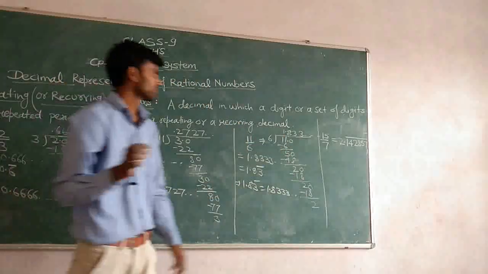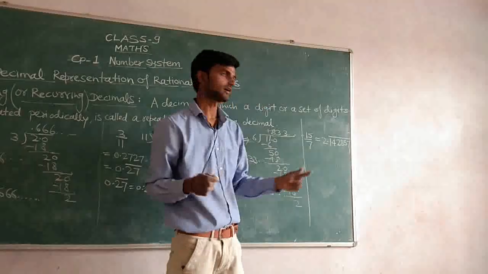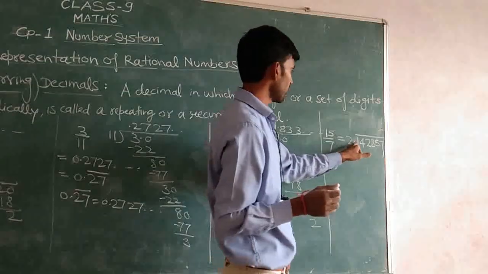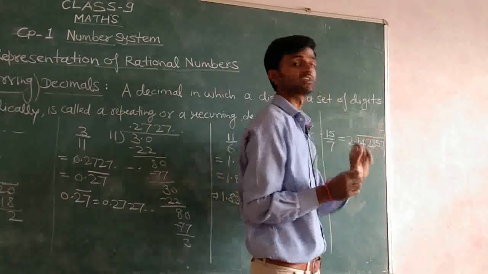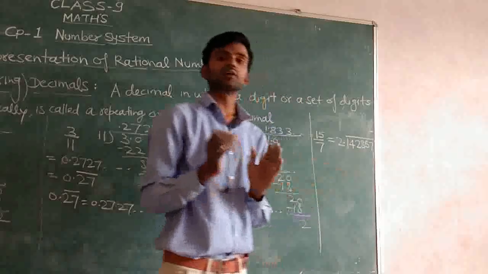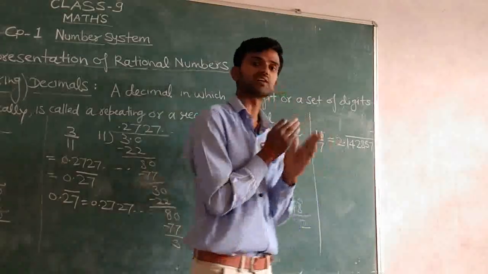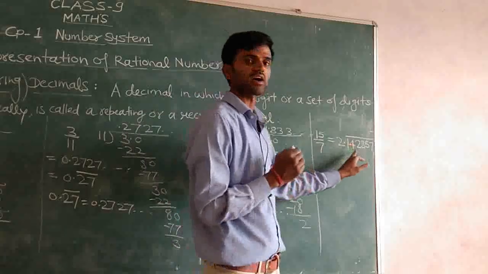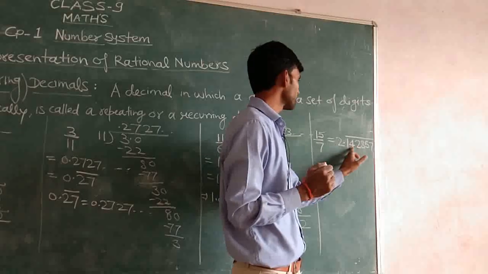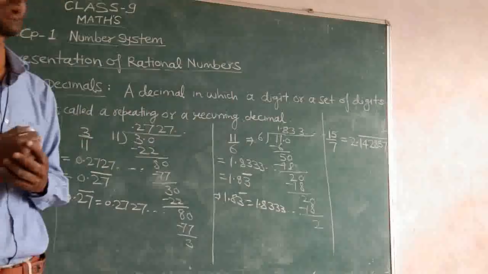Okay. Now come to the next example, 15 by 7. If we divide 15 by 7, we get 2.142857. A set of 6 digits, 142857, and then the repeating digits start again. So when we divide 15 by 7, 2.142857, we get a repeating block.